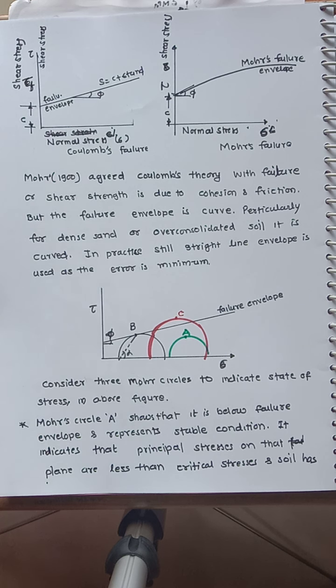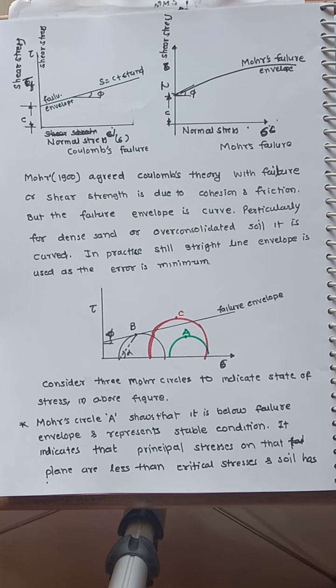So this angle is the angle of internal friction, and this intercept is the cohesion. In the equation, the shear stress tau is equal to c plus sigma tan phi, so at zero normal stress the shear stress is equal to the cohesion. So the intercept gives the cohesion, and the angle gives the angle of internal friction.